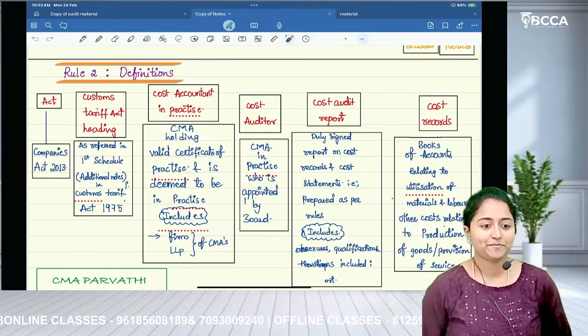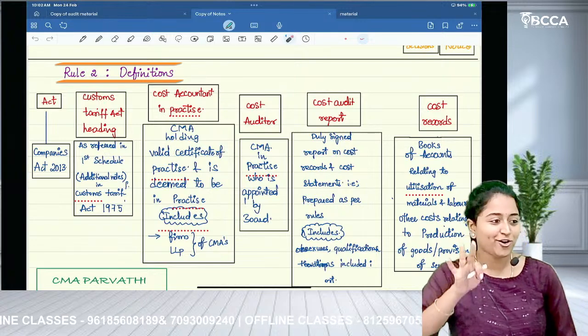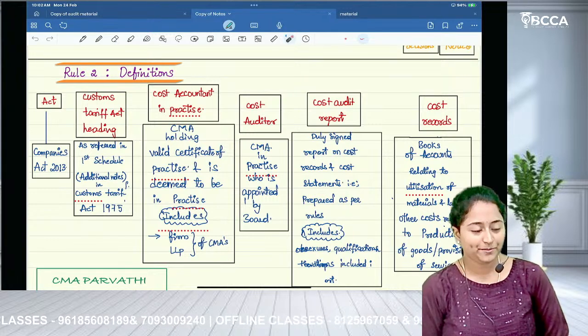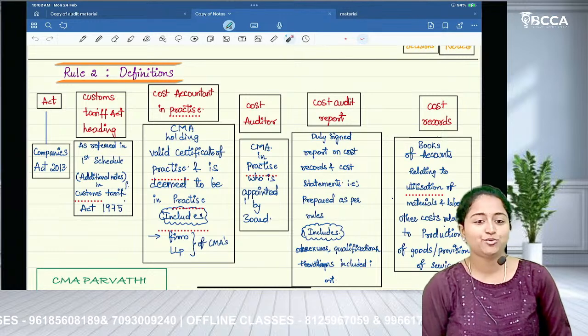He is a CMA. He has to prepare for the examination. He has to qualify all 3 levels. He has to get the certification. Then he will become a CMA. Not only that, after that he should not go to any corporate services. He has to be in practice.